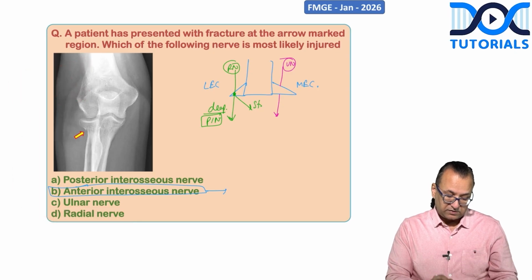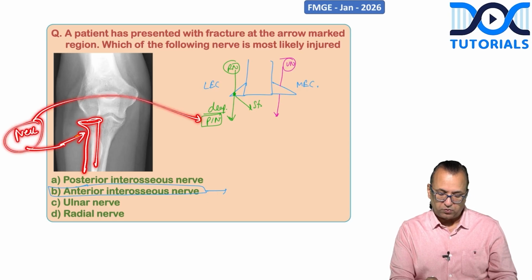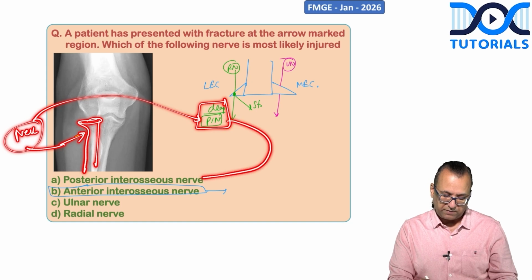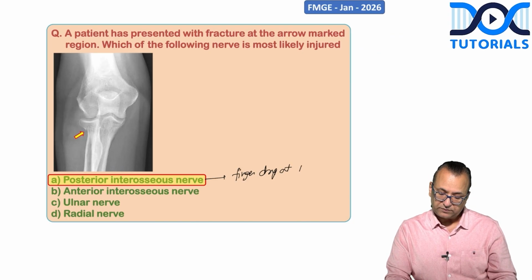Since it is a fracture related to the radius, maybe the neck of the radius, and it is very much related to the posterior interosseous nerve, that is why we are keeping our answer as posterior interosseous nerve. And remember, if there is posterior interosseous nerve damage, there will be a finger drop at the metacarpophalangeal joint or knuckle joint.